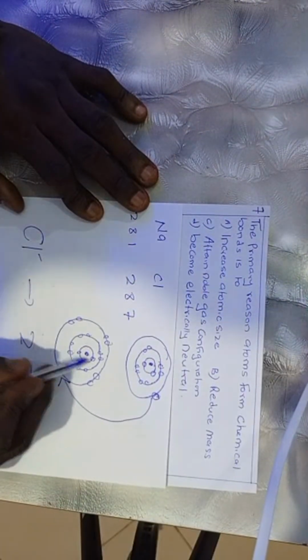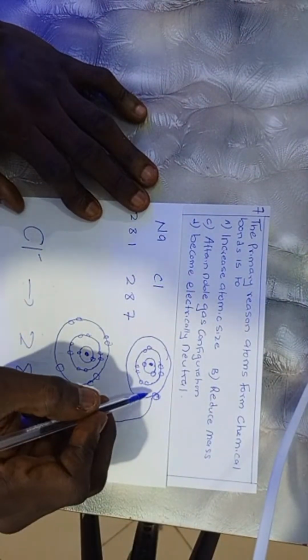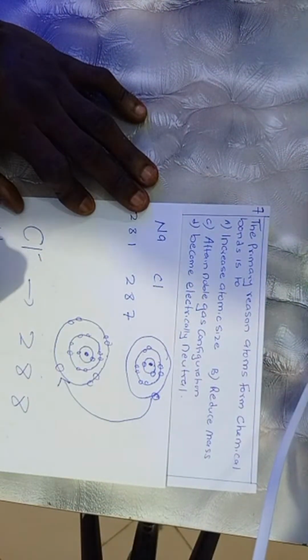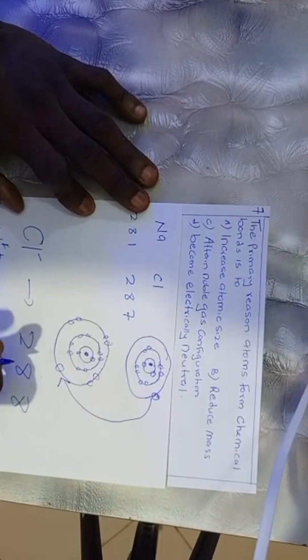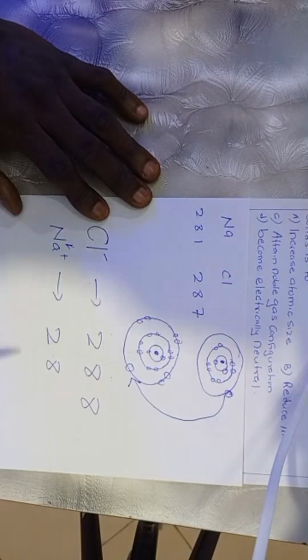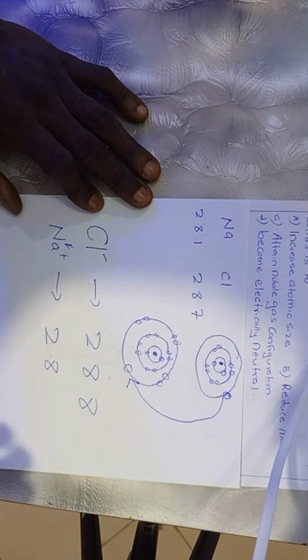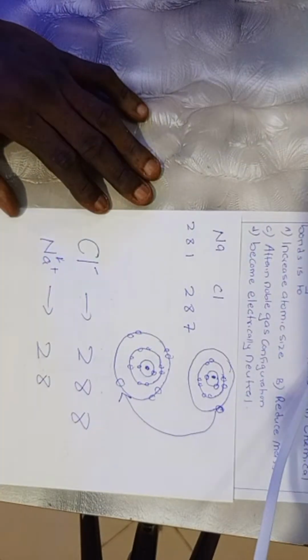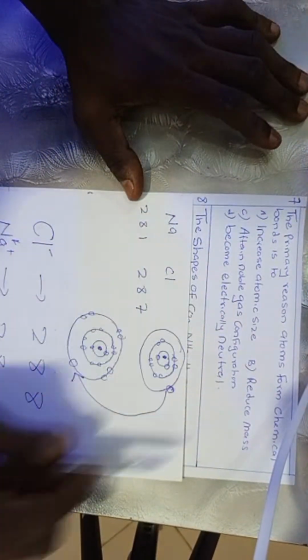So you have 2 electrons inside, 8 here, and 8 on the outermost shell. What about sodium? Sodium now transforms to 2 and 8, meaning that both atoms have now come to what we call an octet configuration. So the primary reason why atoms form chemical bonds is to attain a noble gas configuration.